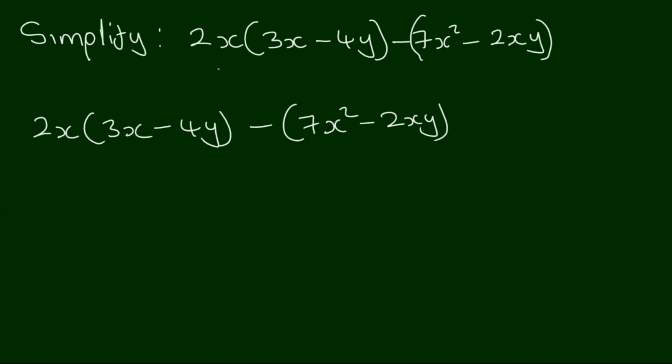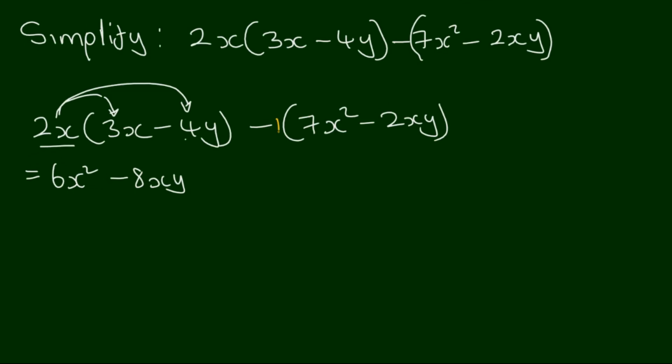Right, in this question, we are asked to simplify this algebraic expression. We have to use the distributive law. We're going to say 2x times 3x, which is 6x squared, right? And then 2x times negative 4y, that is negative 8xy. And then we've distributed 2x, and then we come here.